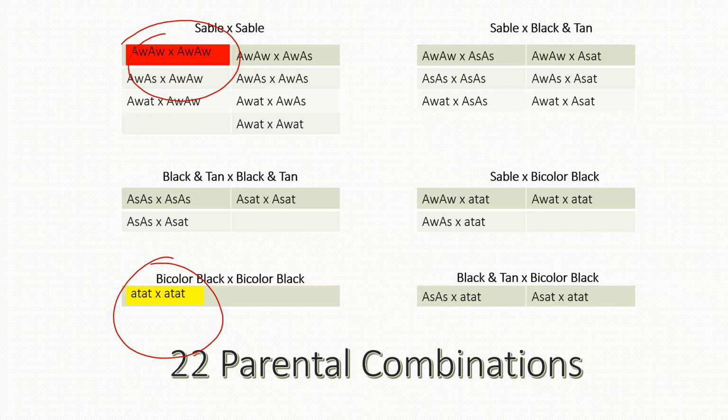Now, what other one can we eliminate here if we're eliminating this homozygous sable option? We can also go through and eliminate this black and tan homozygous option. We can do that because we know that those are going to be homozygous dominant, right? And we're looking for homozygous recessive. If those parents don't have a recessive trait to pass on, there's no way that we can end up with a recessive offspring. Now, this is going to take our potential parental combinations down from 22 to 19, okay?